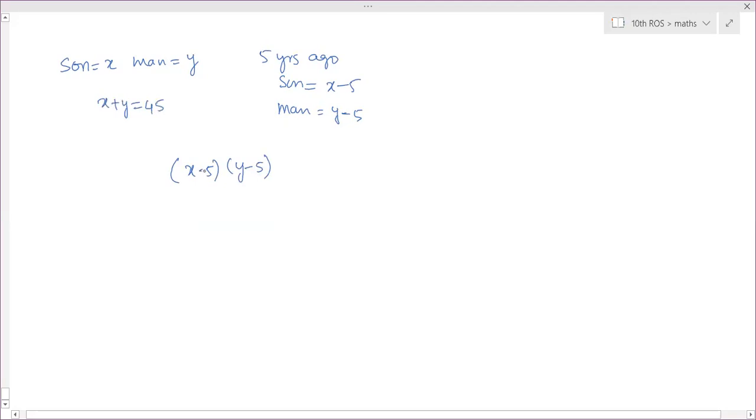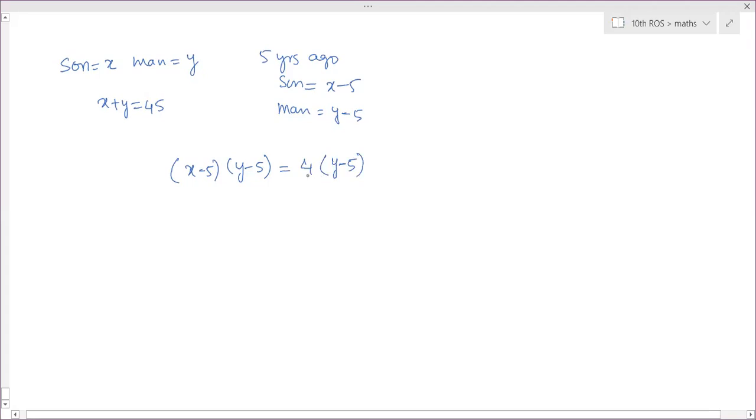Now x minus 5 into y minus 5 is equal to 4 times the man's age at the time. At the time means right now. At that time not, it is given. At the time means present. What is the meaning of at the time? Ma'am, I took it as that time. Let us check. Ma'am, I got it'll be 4. Yeah, ma'am, I got it in 2 steps.